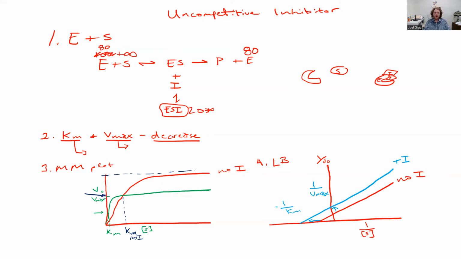Okay, so your takeaway whenever you're talking about an uncompetitive inhibitor. One, it's only going to bind the enzyme-substrate complex. Two, the Km is going to go down, so your affinity for your substrate goes up. Km goes down. Vmax also goes down. That's in the presence of an uncompetitive inhibitor.